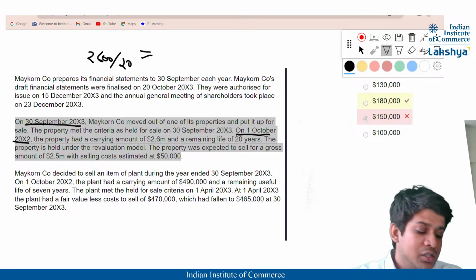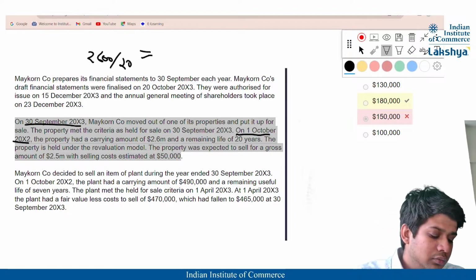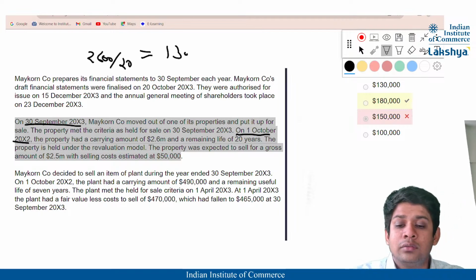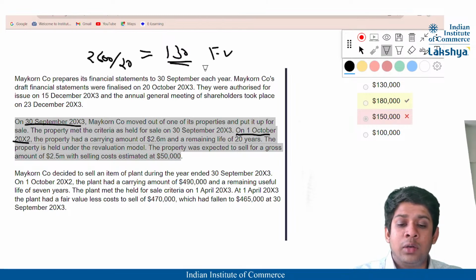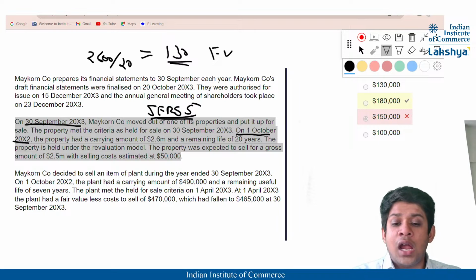The depreciation, guys, is 2,600 divided by 20 years. That is going to be 130. Then, at the year end, the asset will be classified under IFRS 5, and under IFRS 5 it is taken at the lower of carrying value and fair value less cost to sell.